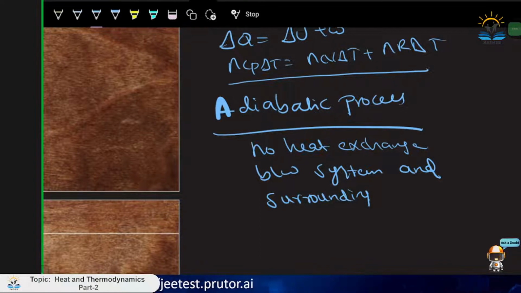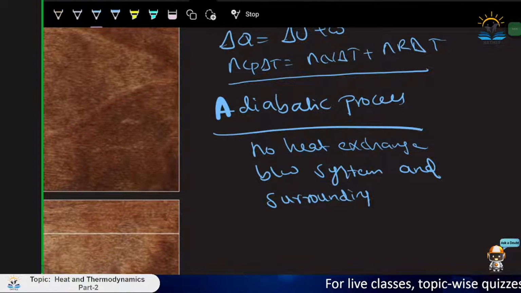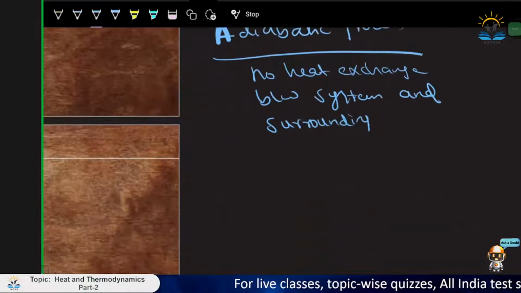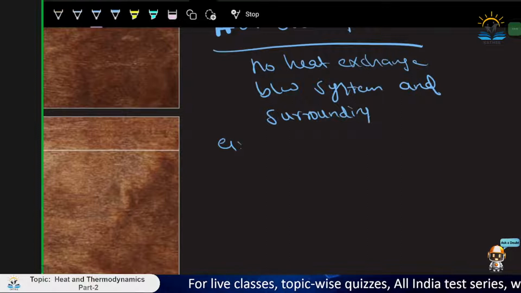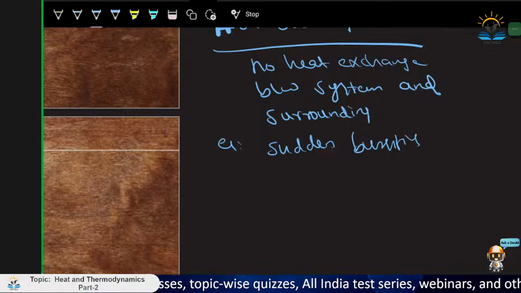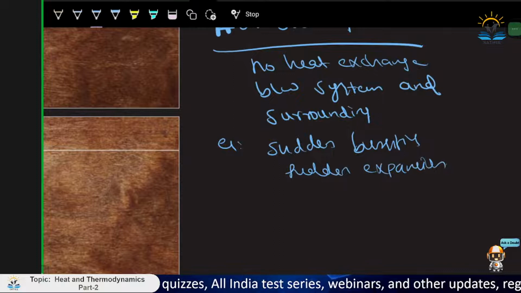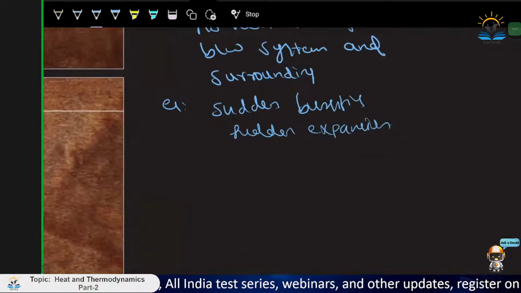Instead of saying adiabatic process, the question may be given as a balloon bursts suddenly, or a system expands suddenly. It may be given as sudden bursting, sudden expansion, sudden compression, whatever.